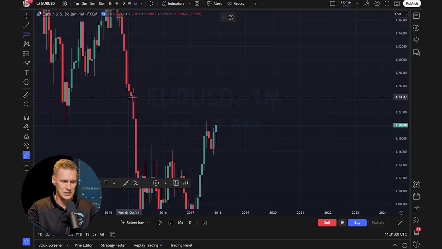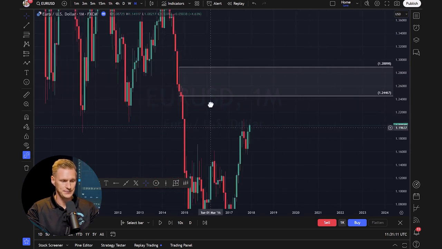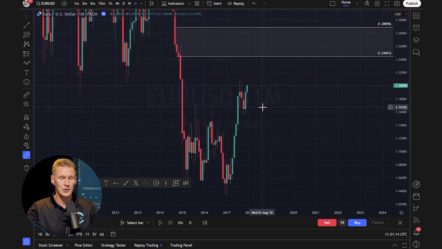Let me add the proximal and distal line. We are using the preferred version for that. Look at this. This is our first supply zone. Great. The next step is to identify the demand formation, okay, the demand zone.